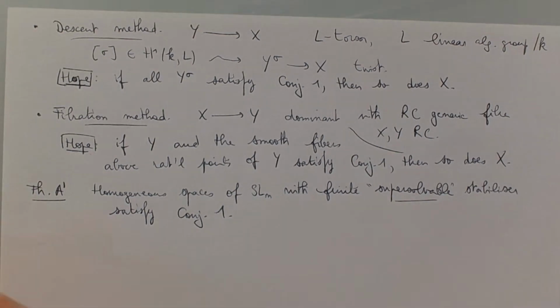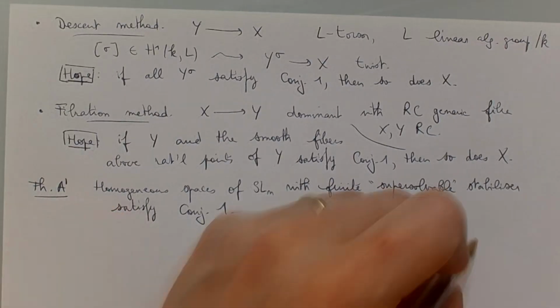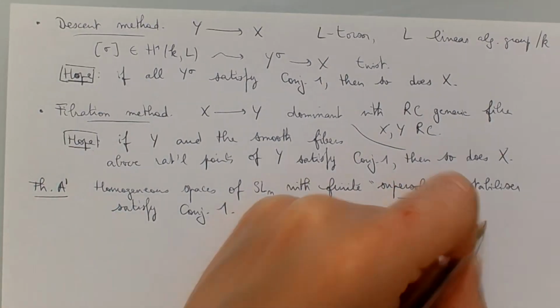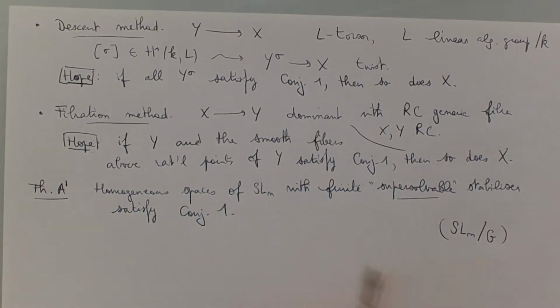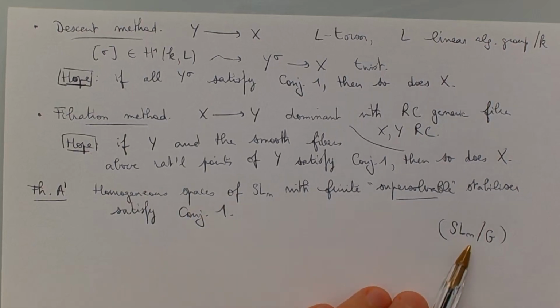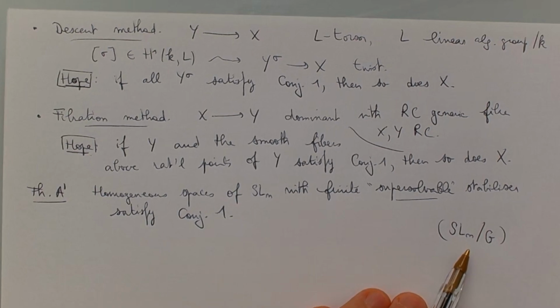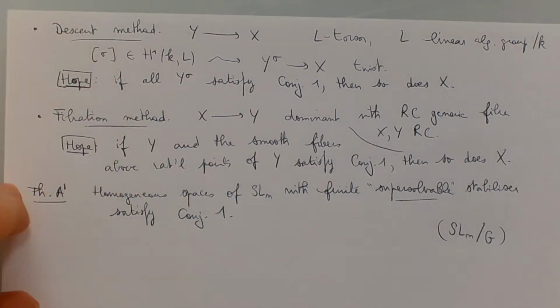Okay, but anyway, this is the statement, and in particular you can apply it to SL_n/G. This is an example of a homogeneous space. Of course, here the point is all homogeneous spaces are not of this form. In particular, they don't all have rational points. And even then, we need to know theorem A prime in this generality for the proof to go through. So let me not explain the proof.